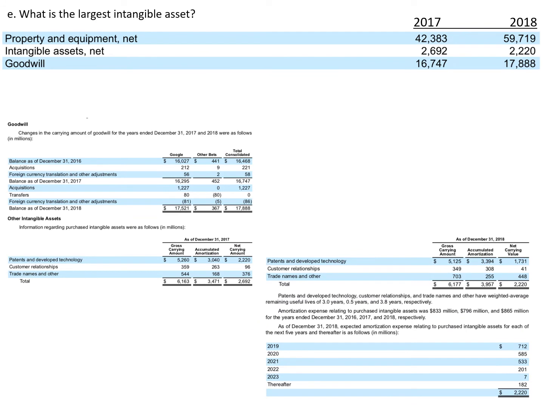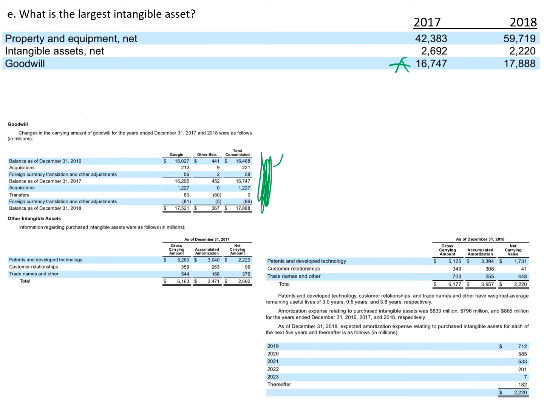And then here are some of the footnotes to answer the question, what's the largest intangible asset? The largest intangible asset is goodwill by a lot. Here's the detail about goodwill and the reconciliation from 2016 to the end of 2018 through the acquisitions. And notice Google is involved there.